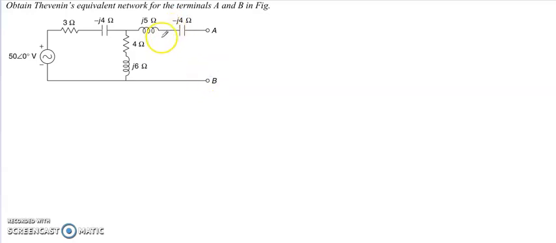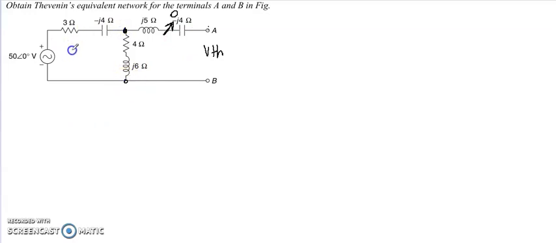Since the terminals are open, there is no current flow through this terminal. That is, the current through this branch is 0. Therefore, the voltage at this point will be the same as this point. Therefore, VTH is the voltage we are going to find. The same voltage will be at this point also, since there is no current flow through this part. So we have to find the voltage across this terminal.